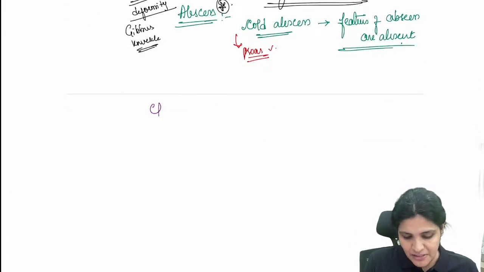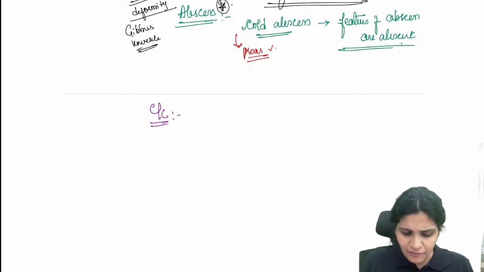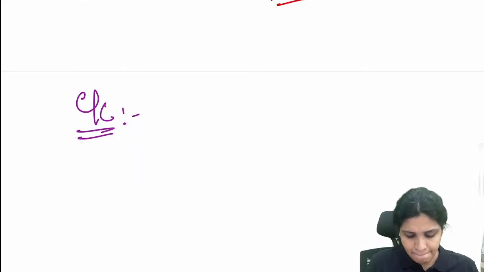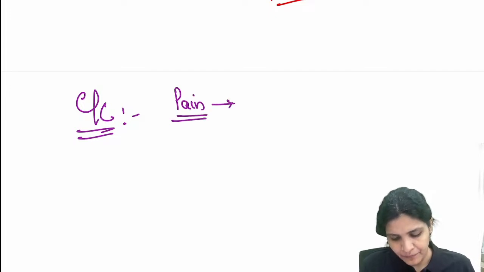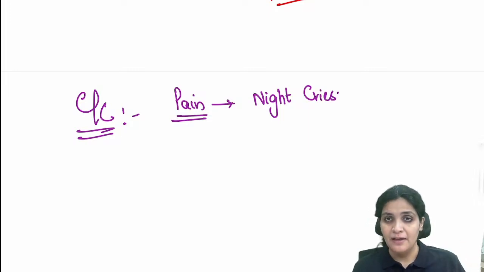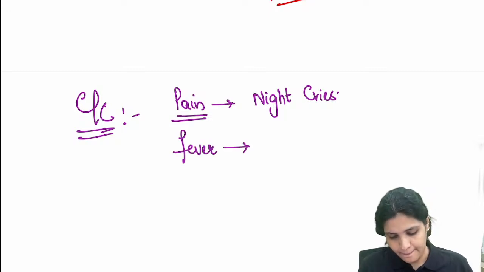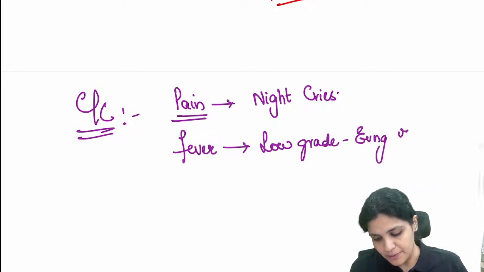Now, how does the patient present? What are the clinical features of the patient? So the patient will come with fever. Does he come with fever? The most important thing is pain and night cries, right? Because whenever he sleeps, yeah, fever, which type of fever is this? It is a low grade rise of temperature.